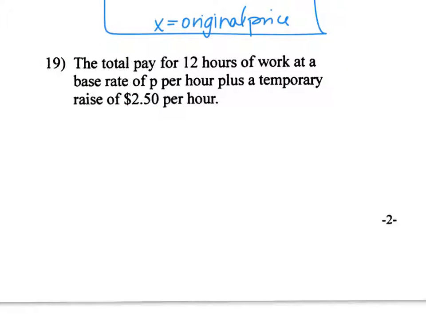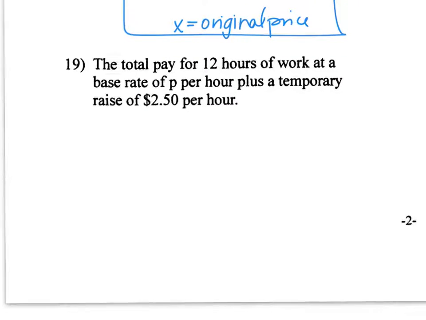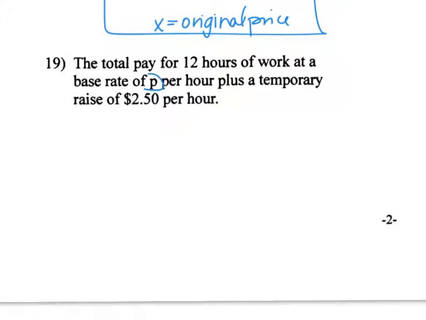All right, expression again. This one was a little tricky. I had to reread this a few times. So it says the total pay for 12 hours of work at a base rate of P per hour. So P per hour, that means that's the cost. So that's actually already a definition for you. P equals the cost per hour, or for 1 hour. So when I first read this, I said 12p.